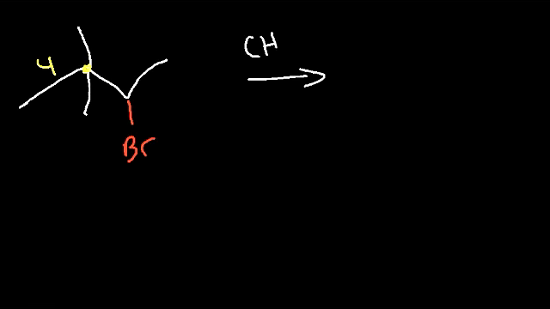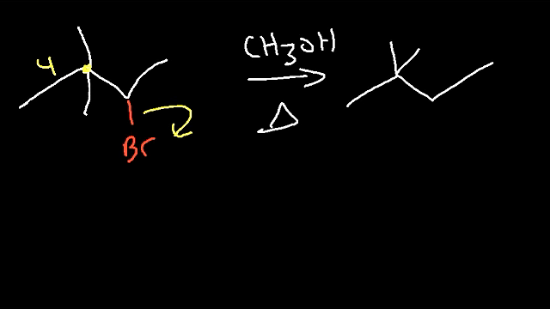Now, let's say we have a quaternary carbon next to a secondary alkyl halide. So this carbon is attached to 4 other carbon atoms, so it makes it quaternary. And let's say we have another E1 reaction, but this time, instead of using water, we're going to use methanol with heat. So the first thing that's going to happen is the leaving group is going to leave. And so we're going to get a secondary carbocation.